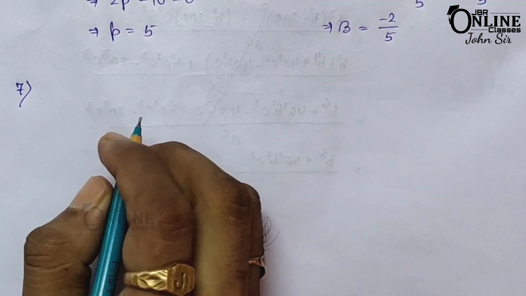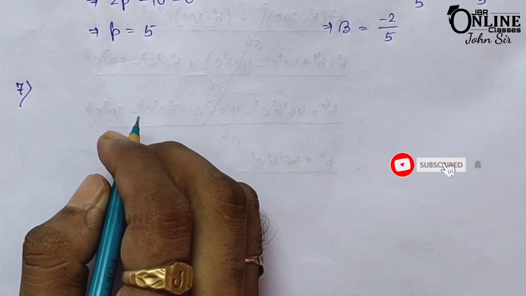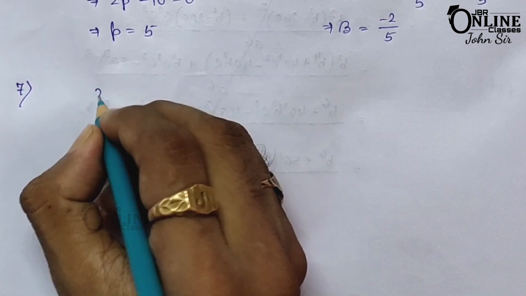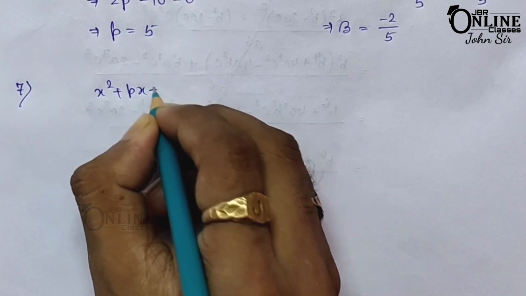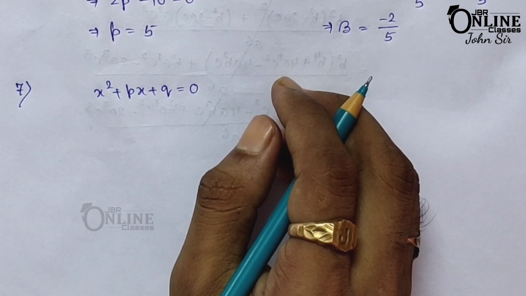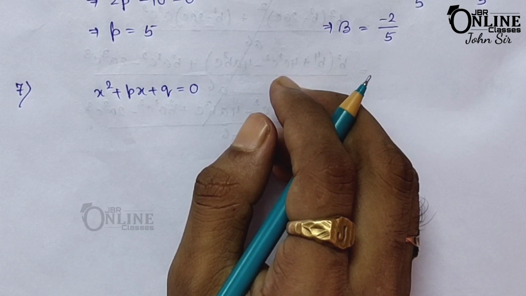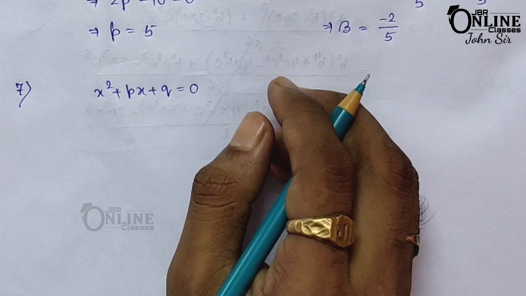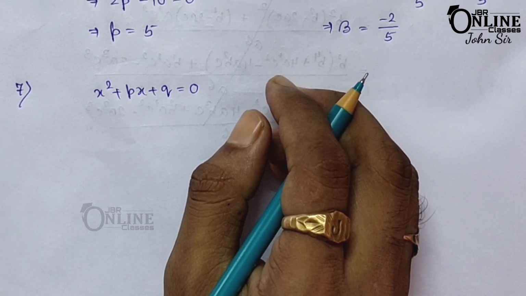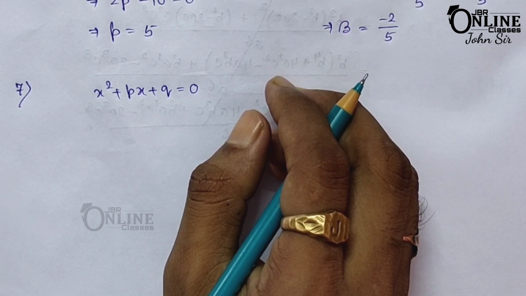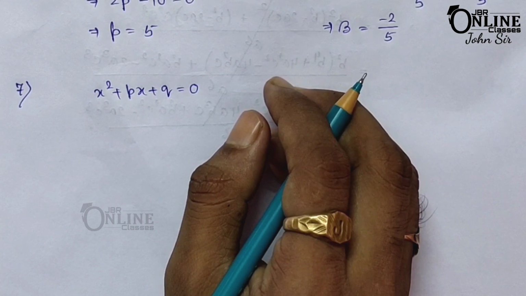Now sum number 7. Two candidates attempt to solve a quadratic equation of the form x square plus px plus q equals 0. One starts with a wrong value of p and finds the roots to be 2 and 6. The other starts with a wrong value of q and finds the roots to be 2 and minus 9. Find the correct roots and the equation.